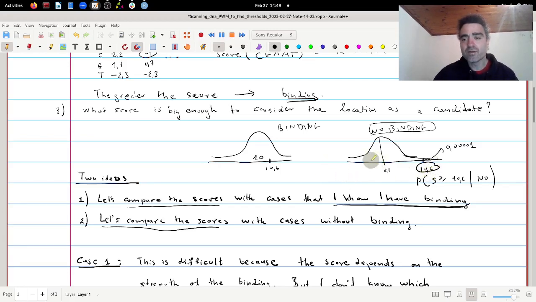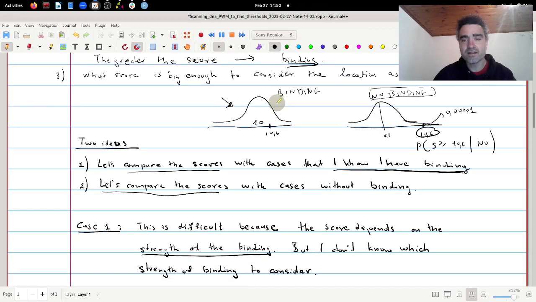So we have these two cases. There are actually methodologies that combine these two. Now I will demonstrate here that actually it's pretty difficult to use the first idea, so to compare our scores with cases that we have binding, and it's much easier to use the second idea. So let's see why this first idea is difficult.